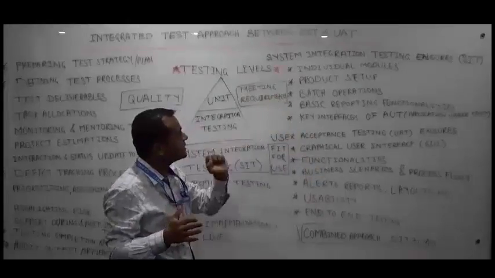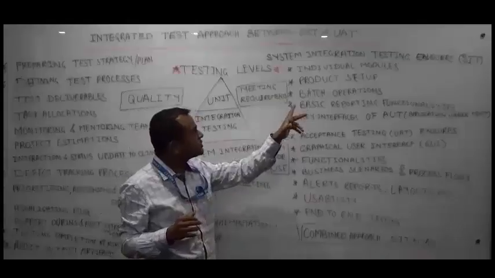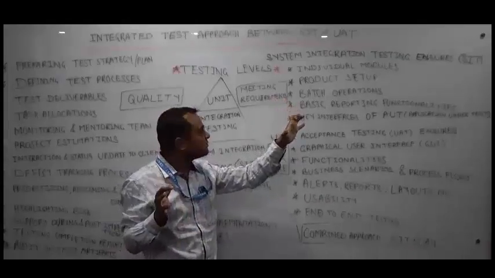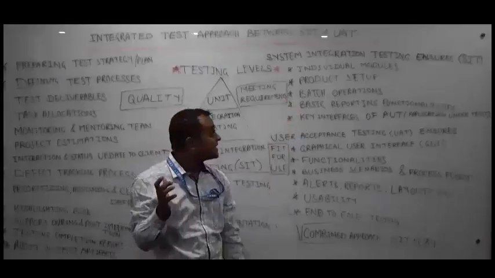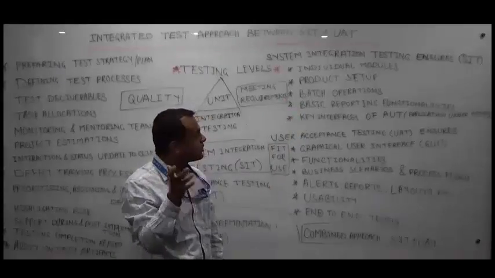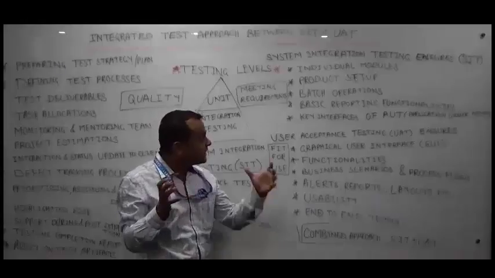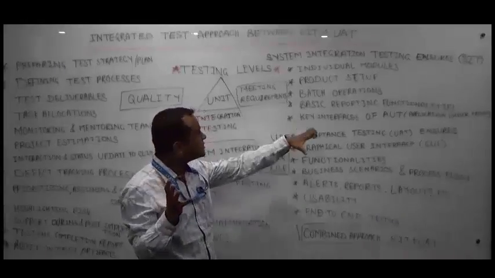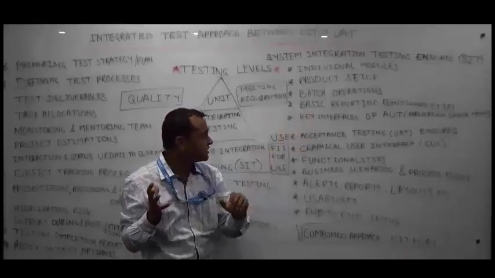In system integration testing, we are testing individual modules, then we are checking product setup. After that, we are doing the batch creations, then basic reporting functionalities, then key interfaces between the modules of the application under test. Those are the things we perform in system integration testing.